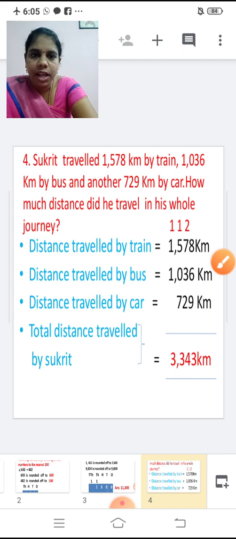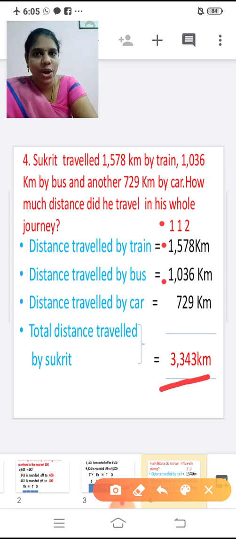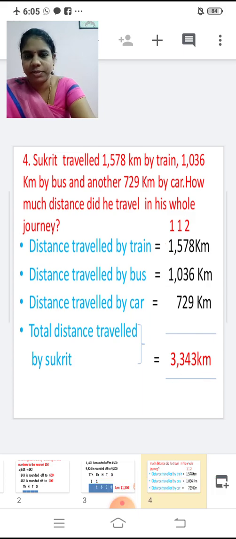So add 1, 1 plus 1, 2, 2 plus 1, 3. So the total distance travelled is 3,343 kilometer. How will you find the total distance? You'll add, right? So first distance travelled by train, distance travelled by bus, distance travelled by car, then total distance travelled by Sukrit. Now add all together. So the answer is 3,343 kilometer.